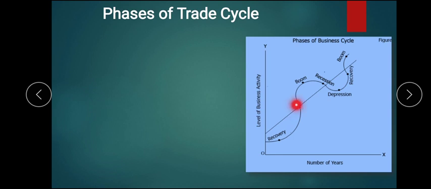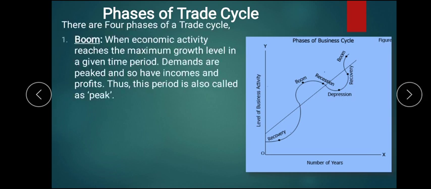Now here you find in the diagram there is one straight line which is going on, and there are curves which are being drawn. Now we are going to learn about these curves and what is written on them. So these are nothing but the phases of the trade cycle. Now the first phase talks about the boom period.